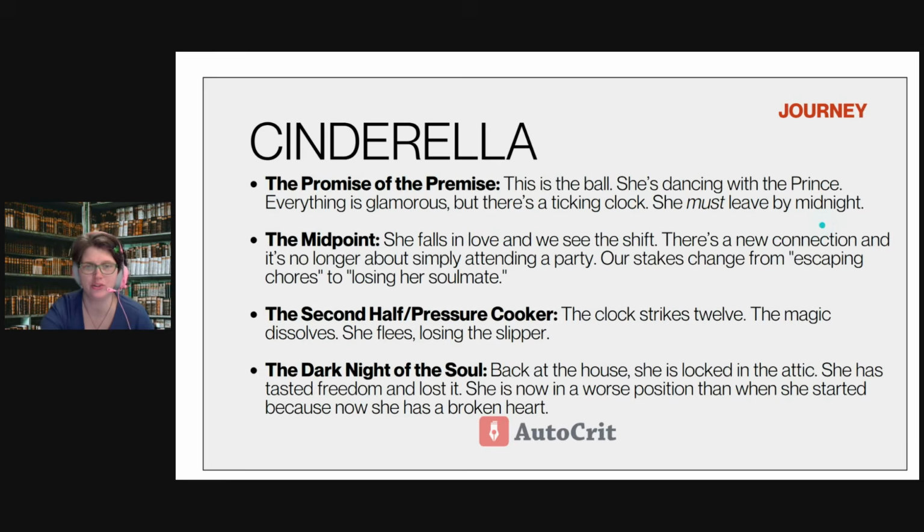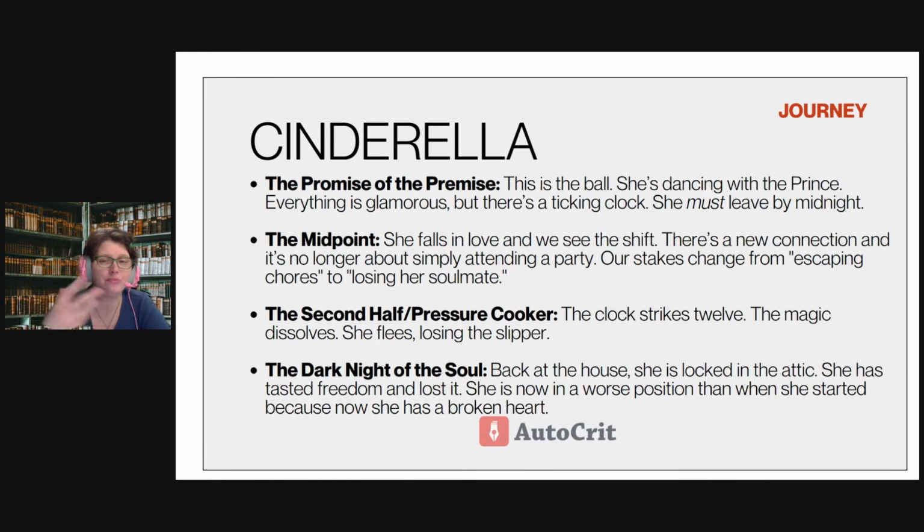Let's see what Cinderella's doing in Act 2. In Act 2 of Cinderella, she's enjoying the ball, right? There's the promise of the premise. She gets to go to the royal ball. She gets to dance with the prince. Everything is beautiful. It's glamorous. She cannot believe her luck that she gets to be there. However, in the back of her mind, she's always looking at the clock, right? There is a constant countdown going because she has to leave by midnight.